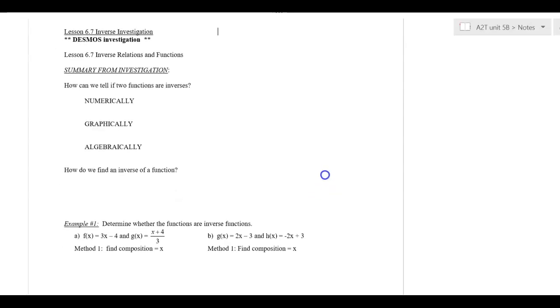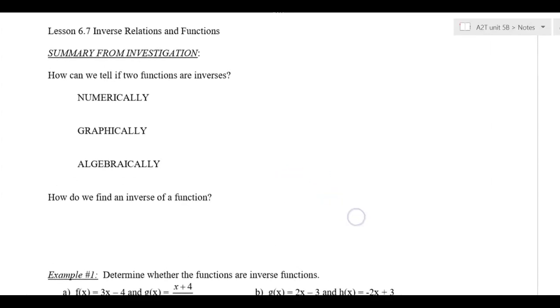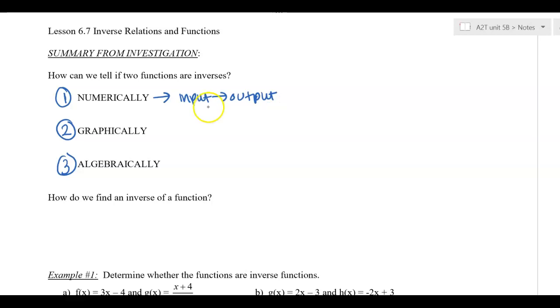Okay, so first you completed your investigation from Desmos, and there were hopefully 3 ways you could tell something was an inverse: numerically, graphically, and algebraically. So numerically, we're looking for this idea where the inputs become the outputs, and there's this switch between the two. So you see a switch of x and y values.